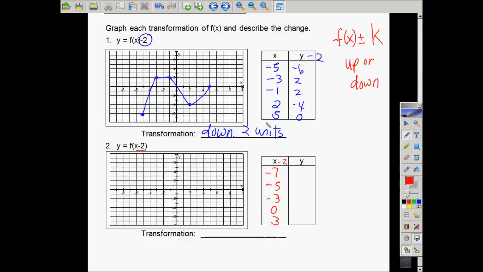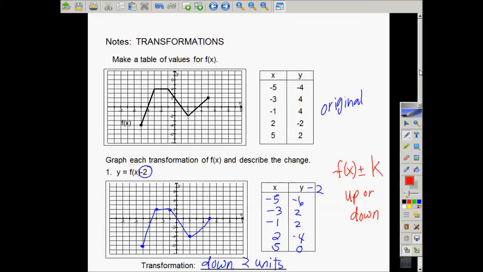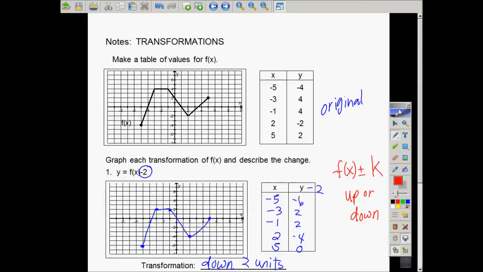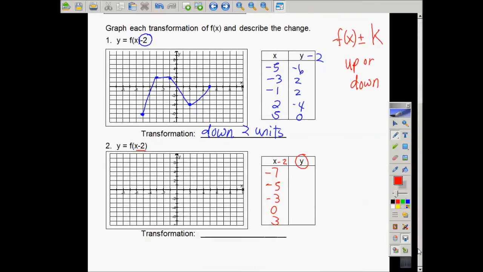Does the -6 move down? Which one? No. Did we do anything to our original y? No. So we're going to go back up and use our original y's, because we didn't change y, did we? No. So our y's are going to be the same. So they're -4, +4, +4, -2, +2. Is that right? Yep. All right.